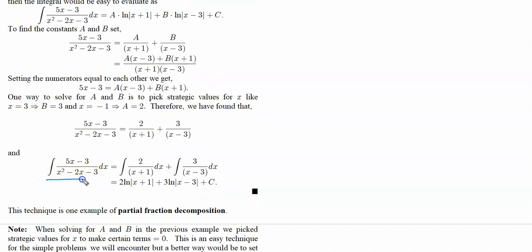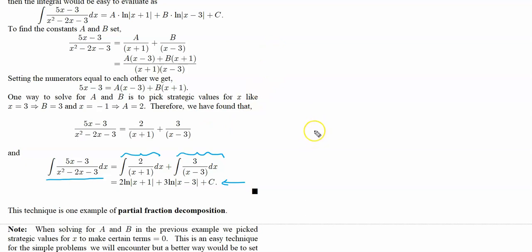And what we get is this down here. So here we have our indefinite integral. It's equal to the integral of this plus the integral of this. This is, of course, 2 times the ln of x plus 1. This is 3 times the ln, absolute value, x minus 3, plus c. And there you go. You have your answer. All right, so that technique is called partial fraction decomposition.